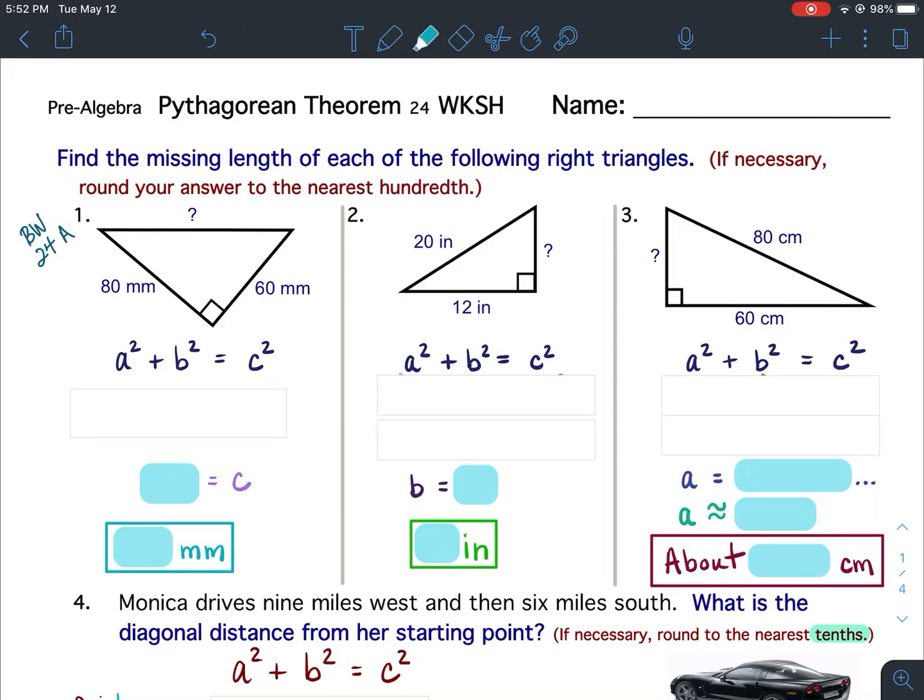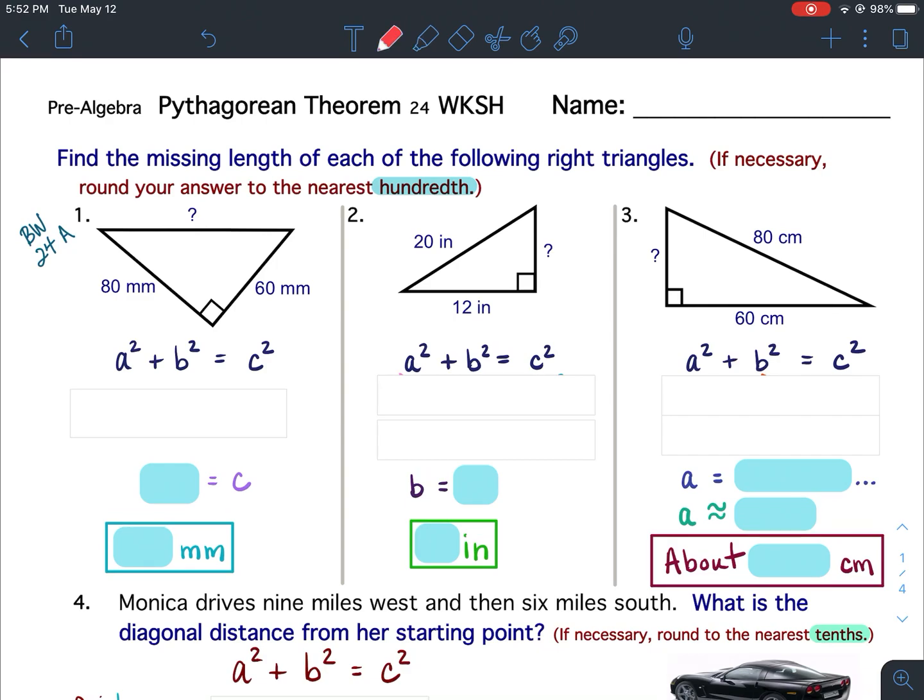Pythagorean Theorem, Lesson 24, Worksheet, Questions 1 through 3. Find the missing length of each of the following right triangles. If necessary, round your answer to the nearest hundredths. Now remember, the hundredths is 2 decimal places.